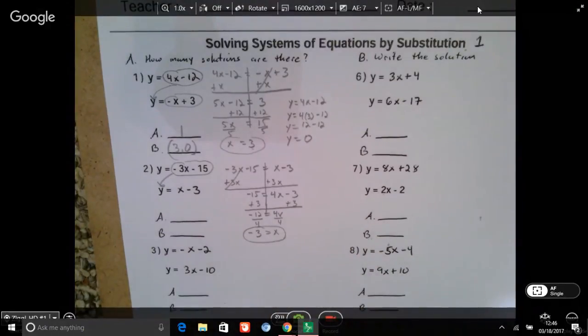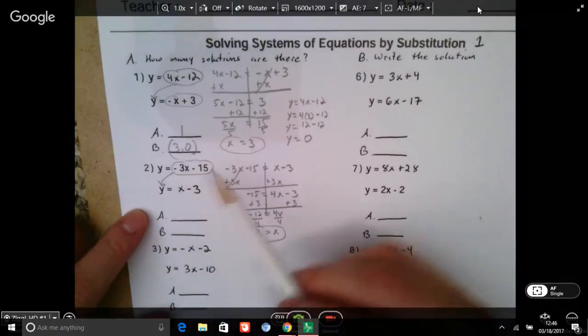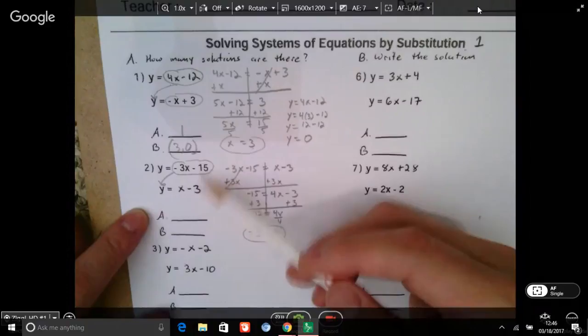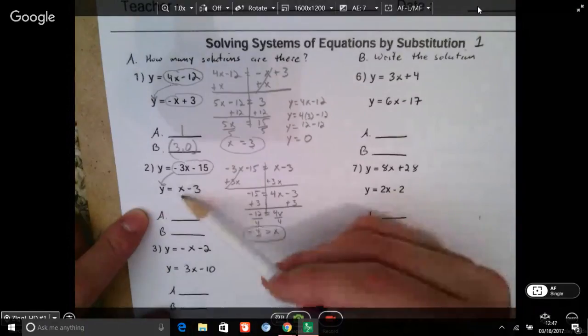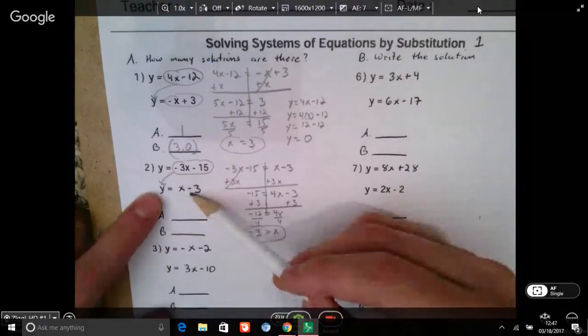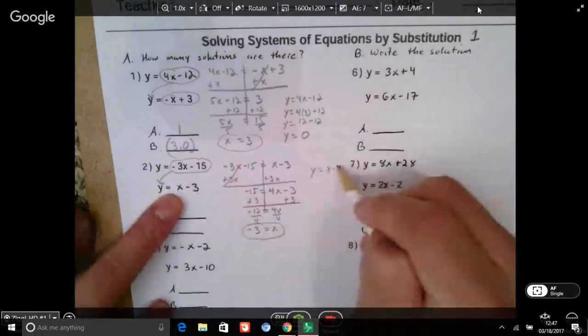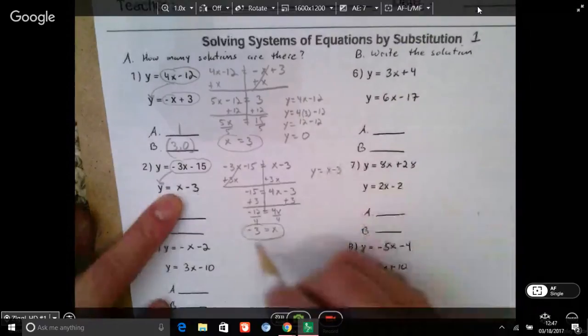Now I need to go back and go to the easier one. It doesn't matter which one you go back to. So I'm just going to go back to the second one just because it has less numbers. Okay, so I'm going to go back to this one. y equals x minus 3. x now I know is negative 3.